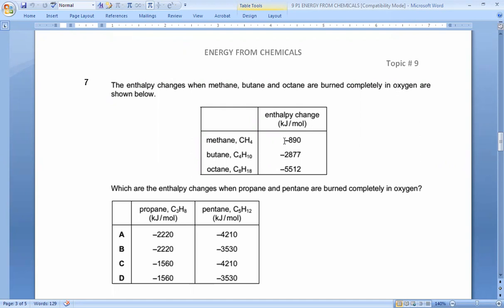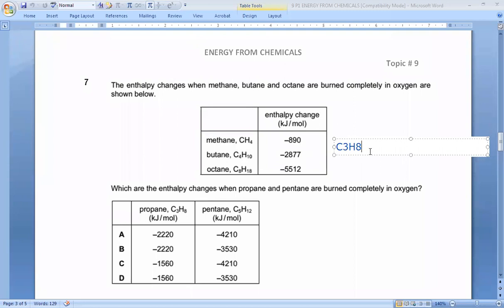It must be shown as they are exothermic reactions. What are the enthalpy changes, delta H, when propane and pentane are burned completely in oxygen? Keep this in your mind. The formula of propane is C3H8. It is between ethane and butane.